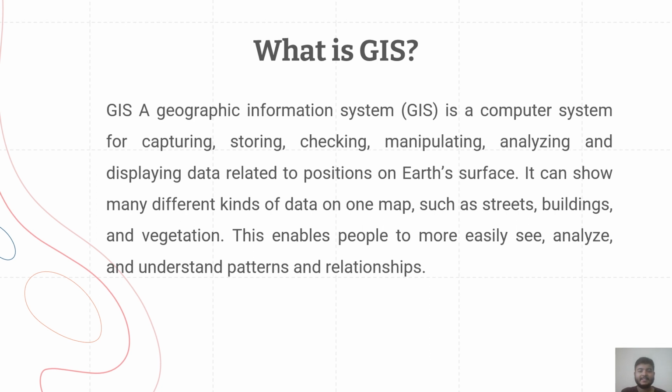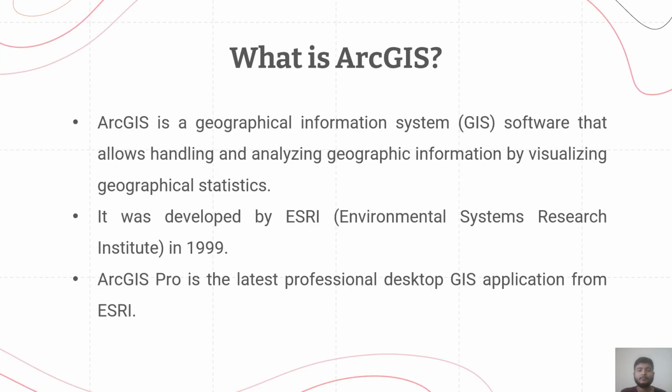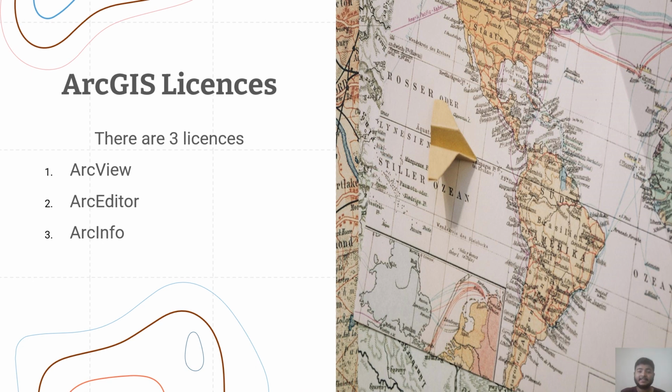So what is GIS? GIS or Geographic Information System is a computer system for capturing, storing, checking, manipulating, analyzing and displaying data related to position on Earth's surface. So what is ArcGIS? ArcGIS is a geographical information system software that allows handling and analyzing geographic information by visualizing geographical statistics. It was developed by Esri in 1999 and ArcGIS Pro is the latest version. ArcGIS offers three types of licenses like ArcView, ArcEditor, and ArcInfo.